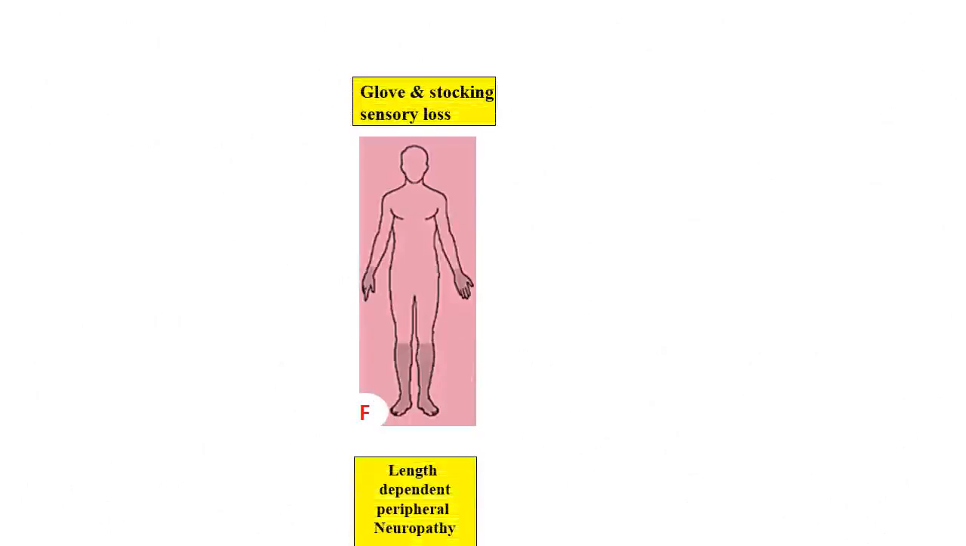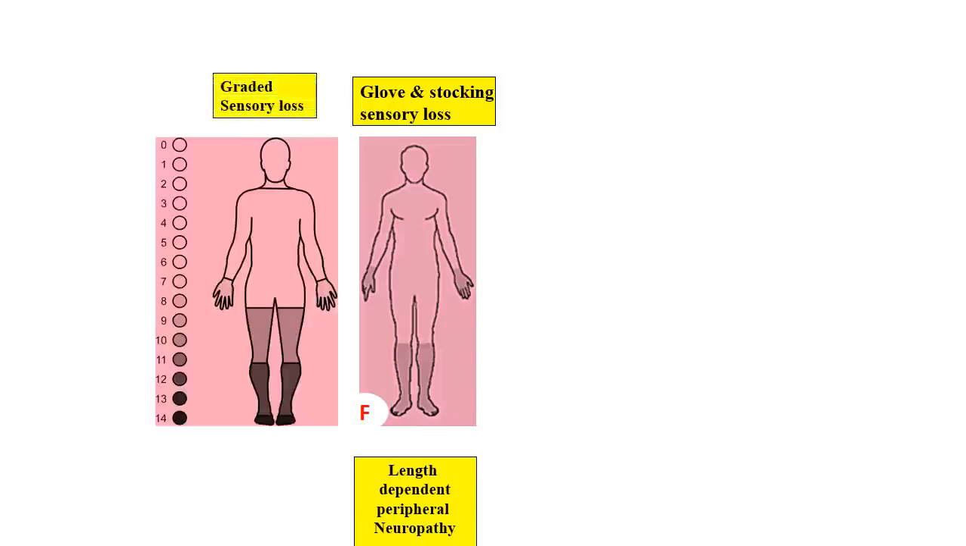Diagram F is showing glove and stocking type of sensory loss and it is seen in case of length dependent peripheral neuropathy. Another important feature of length dependent peripheral neuropathy is graded sensory loss. So there is distal to proximal gradient in the sensory loss.